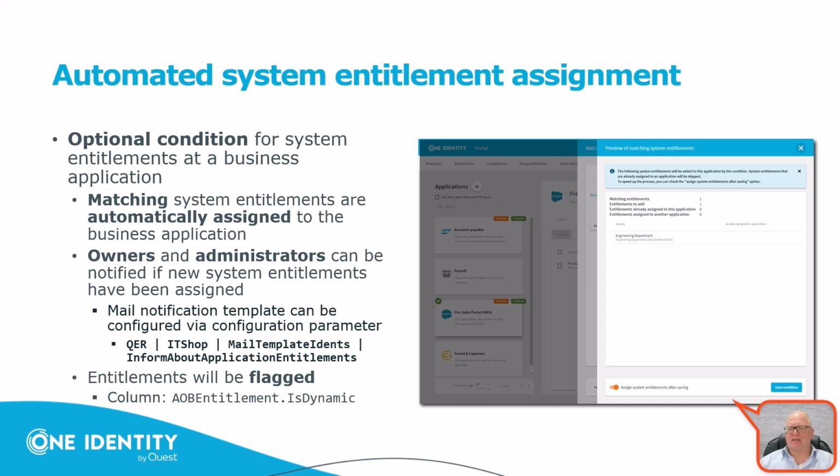At the end, such entitlements will then get flagged, and that is what will be done in the column called AOB entitlement is dynamic. Is dynamic means automatically assigned.